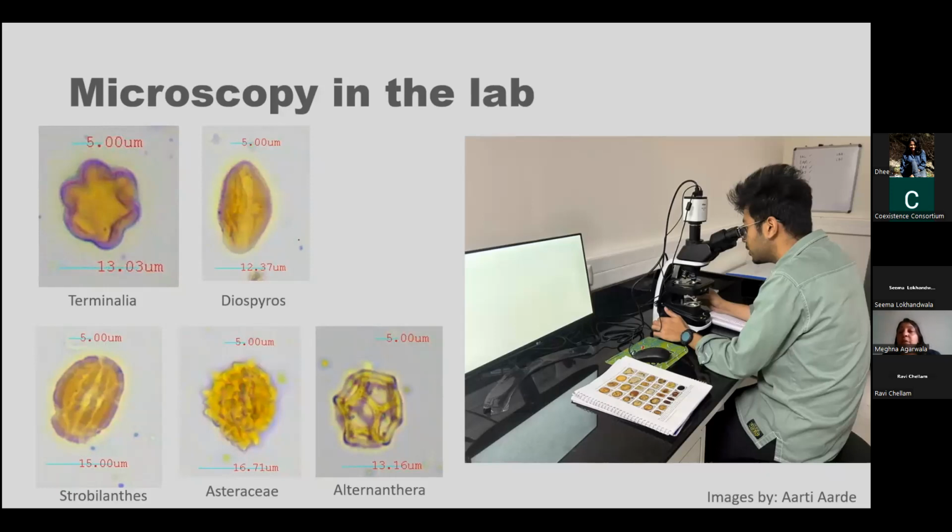On the top row, we have some trees, and at the bottom row, we have some herbs. For some common trees here, the first species is the pollen of Terminalia that we found, which is saja. The second one is Diospyros or tendu, and so you can see individual species across time.